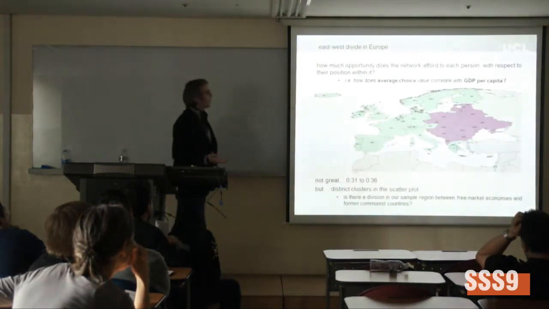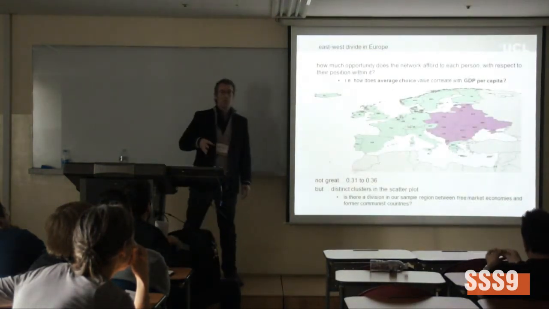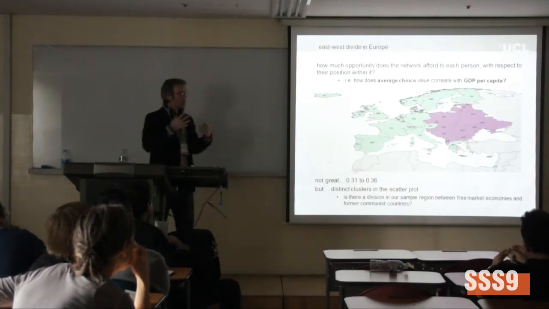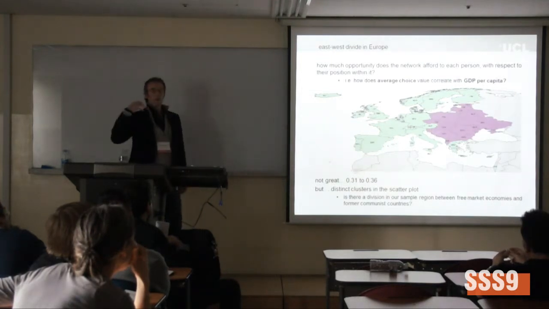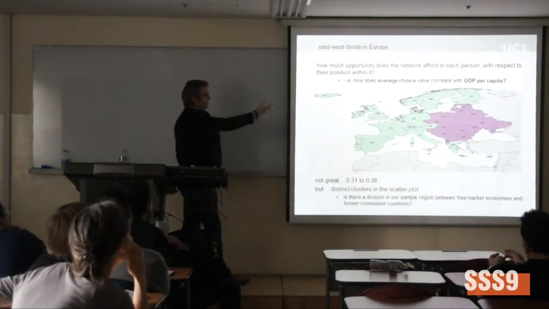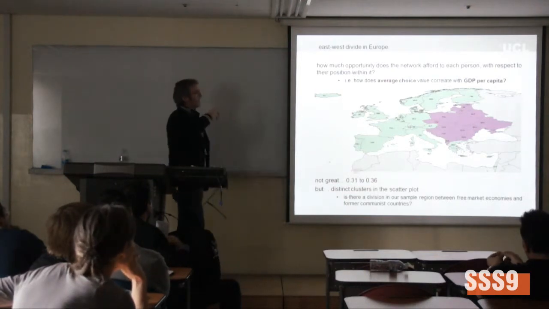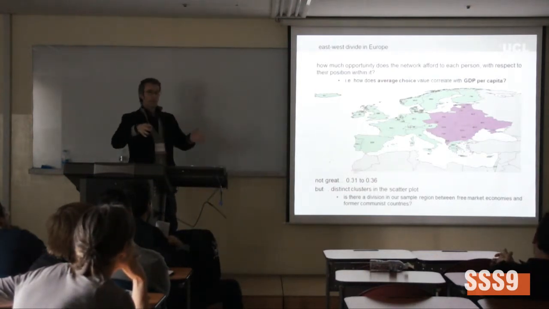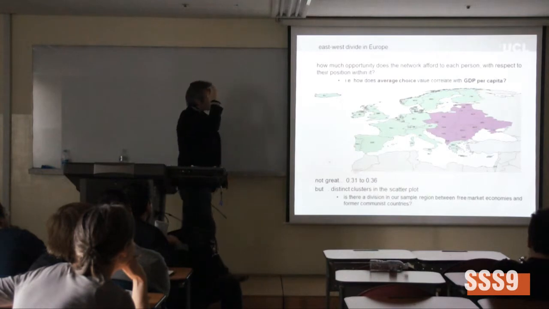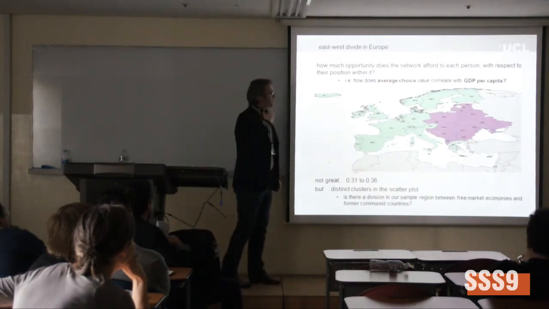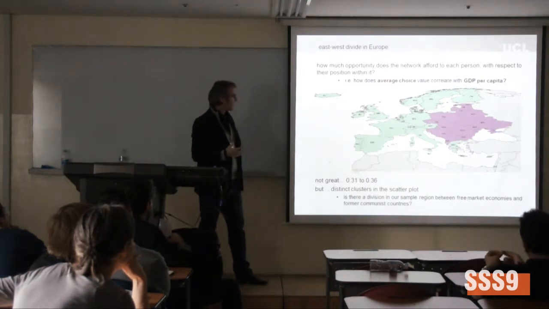The other thing we looked at was GDP per capita. So if there's a causal relation here, how does the opportunity of access to whatever these networks might be allow each person, with respect to their own position within it, to maximize their own economic performance? So it's GDP per capita that we're looking at in this case.